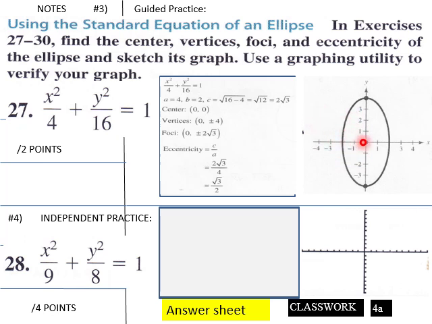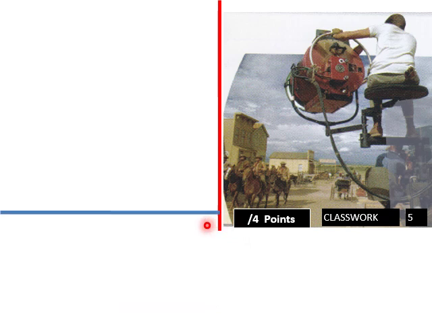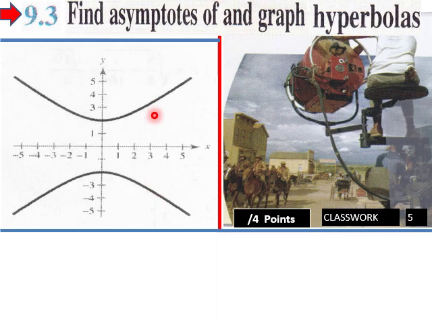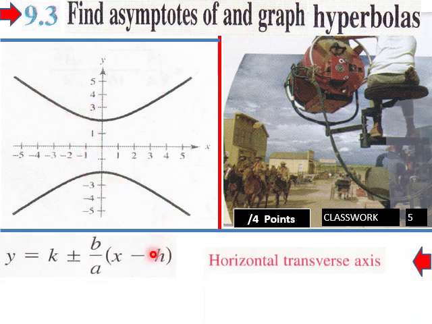And this describes this ellipse right there. Okay, moving on to 9.3. Find asymptotes of and graph hyperbolas. Here's a nice hyperbola here.